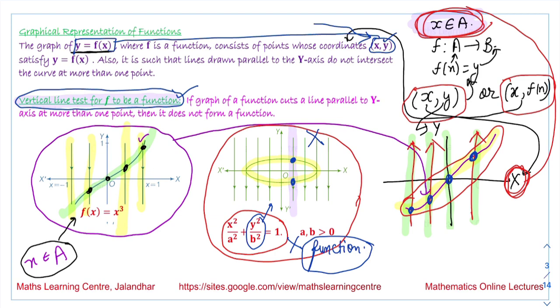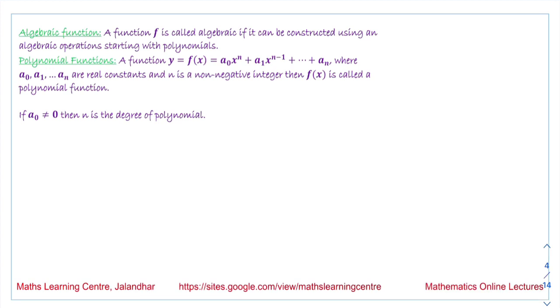Next, we have the definition of an algebraic function. So a function f is called algebraic if it can be constructed using an algebraic operation starting with polynomials. So this term polynomials is used over here, and we have given the definition of this term polynomials.